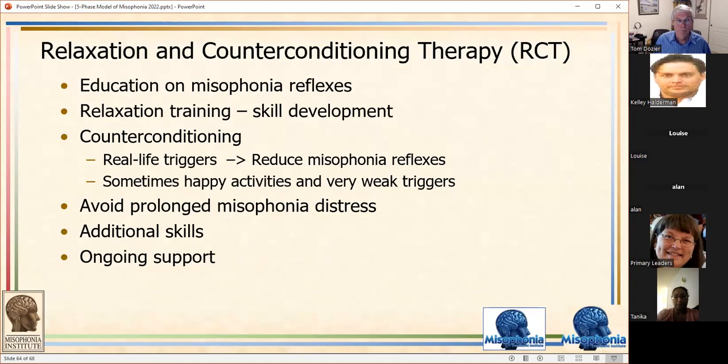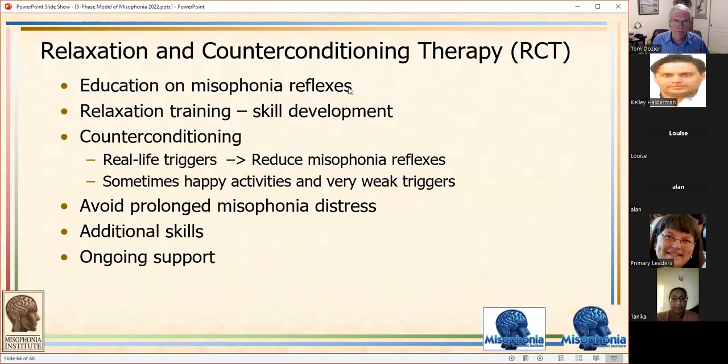Okay, so a couple of therapies here: relaxation and counterconditioning therapy. That's something that I provide by video chat. It's education on misophonia reflexes, including determining your initial physical reflex. Again, we almost always can convince a person with misophonia that this model is correct when we start using microscopic levels of triggers where you can feel it and not have the emotional explosion.